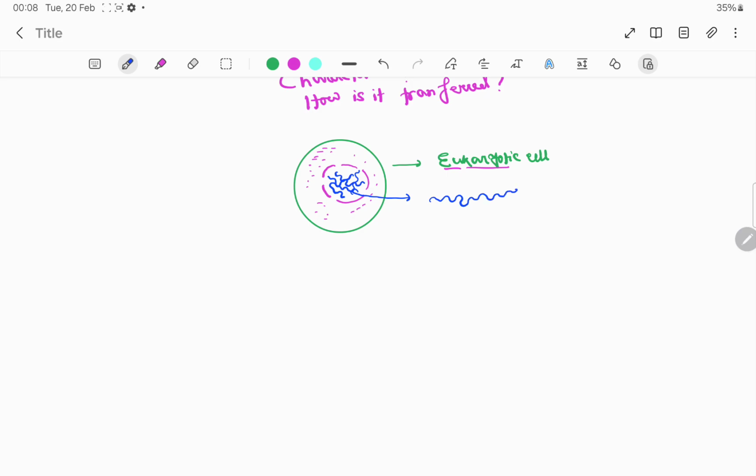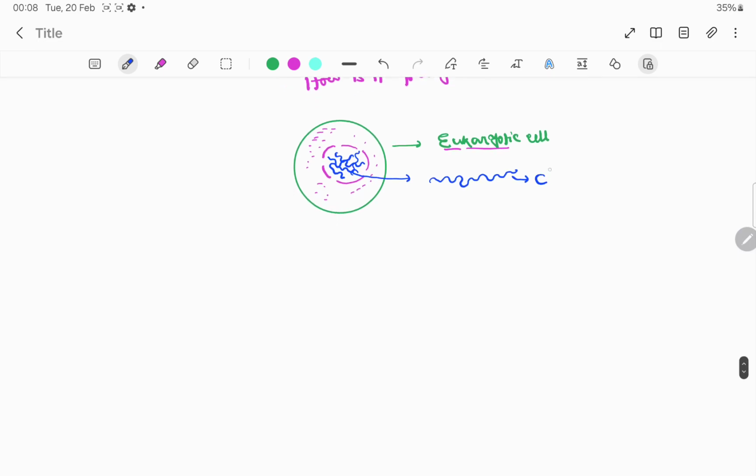Now what is that thread? This thread-like structure is called chromatin fiber. Clear? So inside the nucleus there will be some thread-like structures, and these thread-like structures are called chromatin fibers.